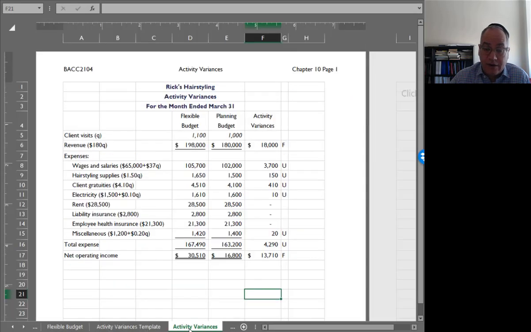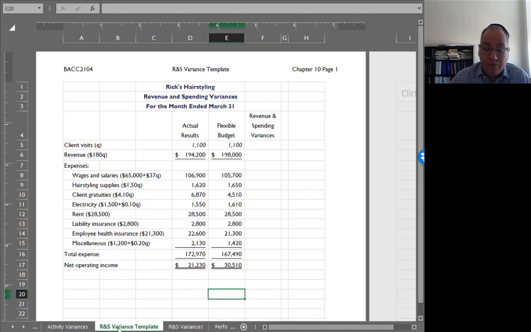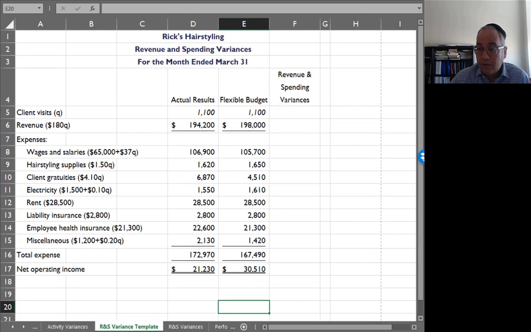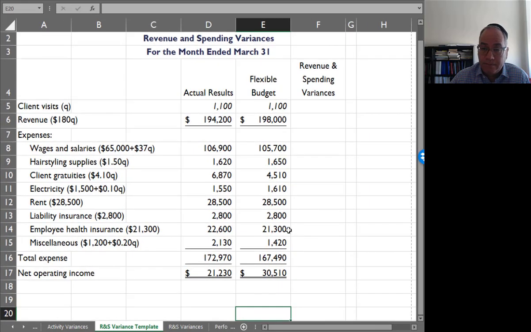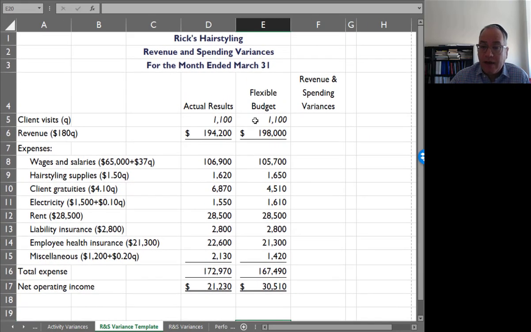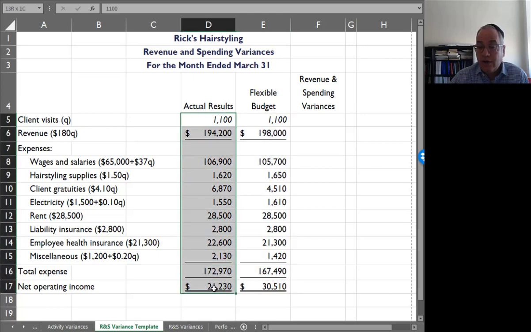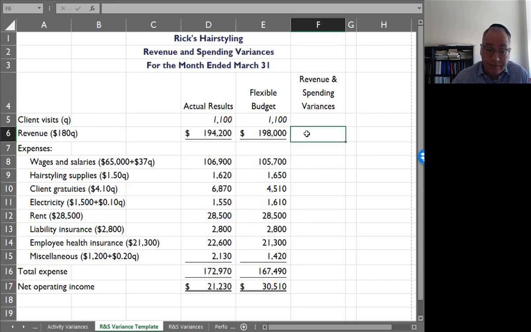And I'll demonstrate this in a very simple way again through the model of Rick's hairstyling. So we have here the revenue and spending variance template. And here's my flexible budget with 1,100 units. And here's the actual results. So now I'm comparing apples to apples because I'm comparing the actual results with 1,100 visits to the flexible budget based on 1,100 visits. And now what would happen?